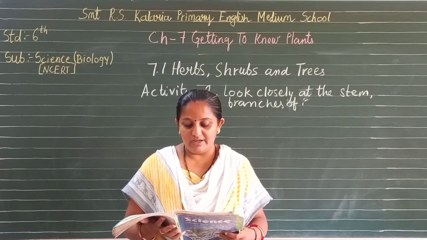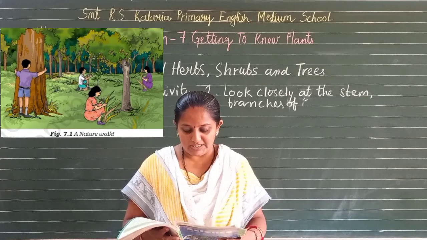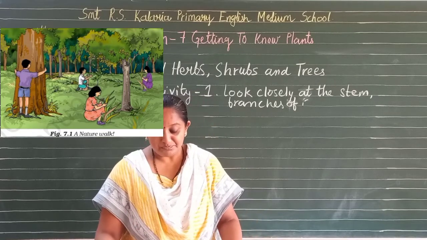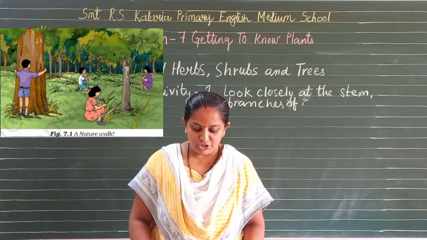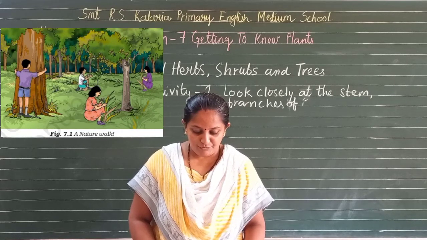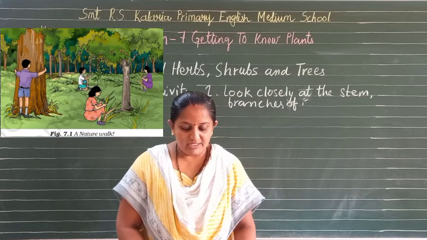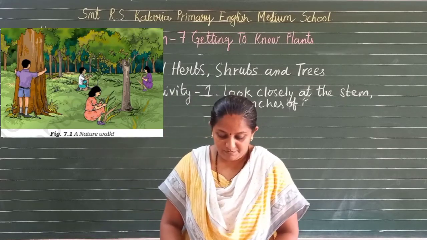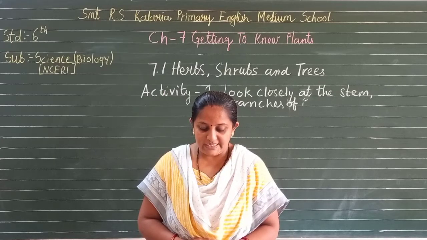So let us get to know the different parts of any plant. This will help us to understand the differences between the plants of different kinds. Can you label the stem, branch, root, leaf and fruit of the plant which is shown in the figure? You can just see in the picture. Now let's start 7.1 Herbs, Shrubs and Trees.